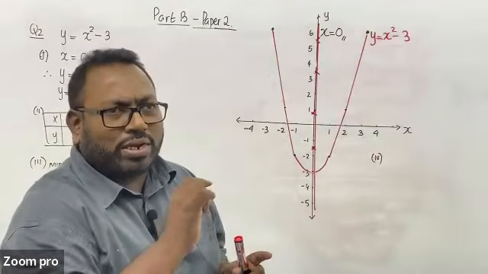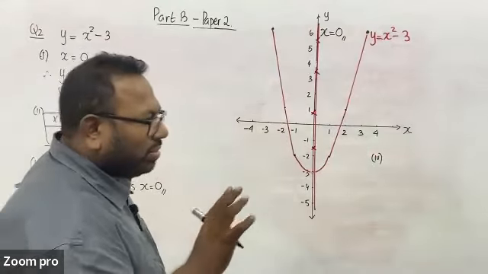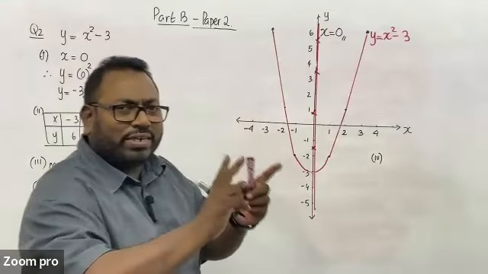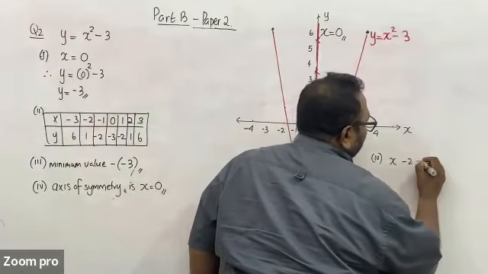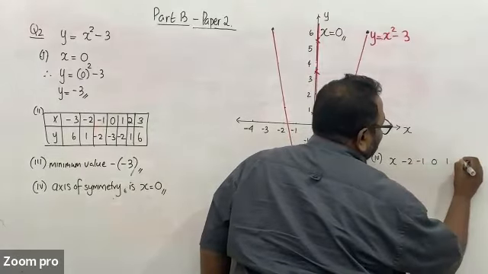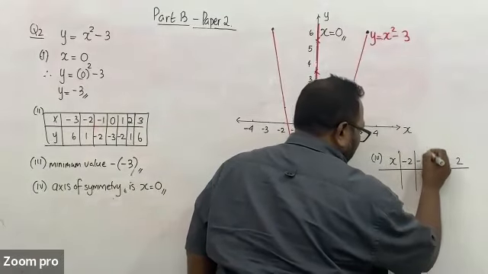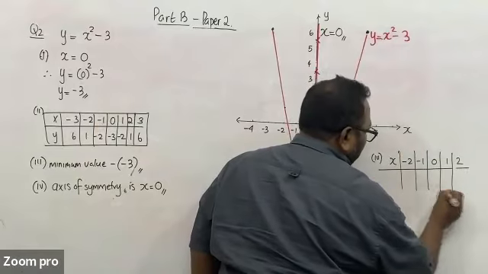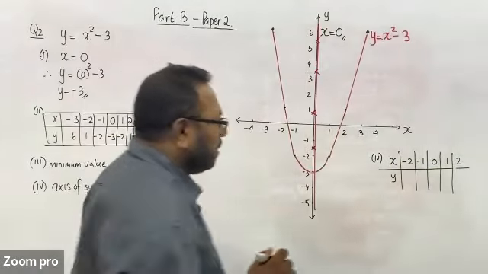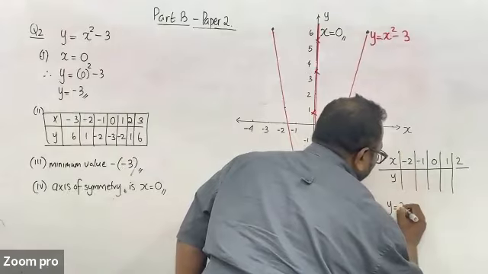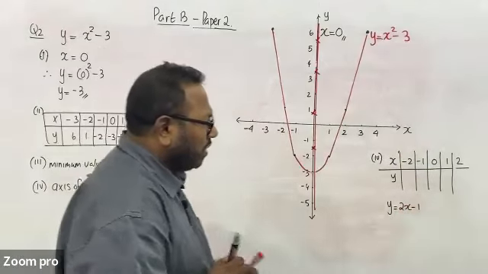What you can do is you can put up a small table. You don't need such a big table. Just 2 units in your negative side, 2 units on your positive side. So x is minus 2, minus 1, 0, plus 1 and plus 2. Y. What is the equation? Y is equal to 2x minus 1.